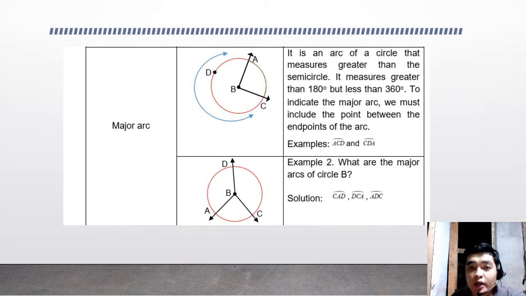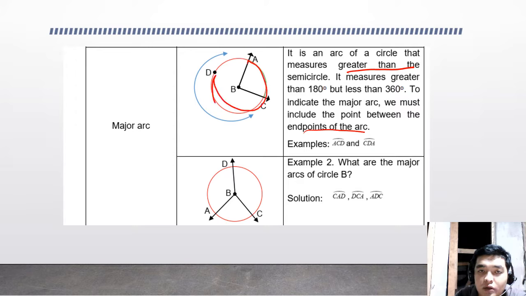A major arc is an arc of a circle that measures greater than, from the word major, greater than the semicircle. It measures greater than 180 degrees but less than 360 degrees. To indicate the major arc, we must include the point between the endpoints of the arc. Example, in this figure, we have circle B, we have A, C, D. You can see this is a major arc, it's more than a semicircle.